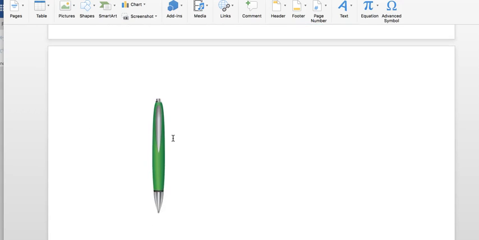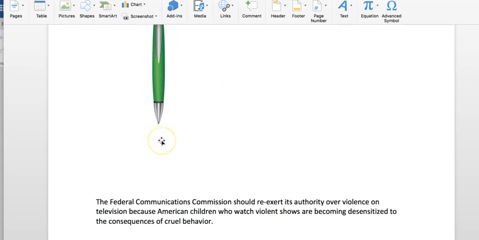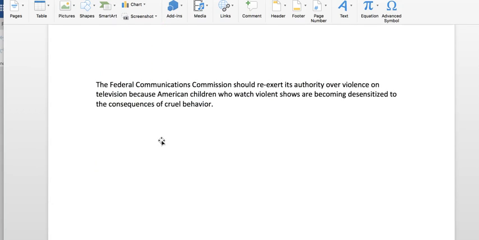So let's get to writing, which is why I have my little pen here. And let's look at this example of a thesis. This is the exact example of a thesis that's in your book. It's on page 16. It's very early in your book. So it says the Federal Communications Commission should re-exert its authority over violence on television because American children who watch violent shows are becoming desensitized to the consequences of cruel behavior. This is a very good, solid thesis for a paper about violence in TV shows.